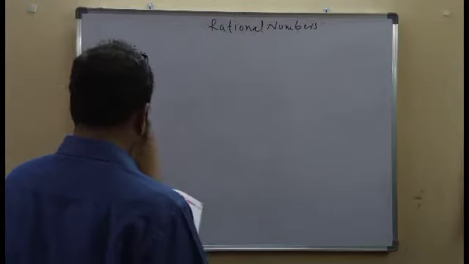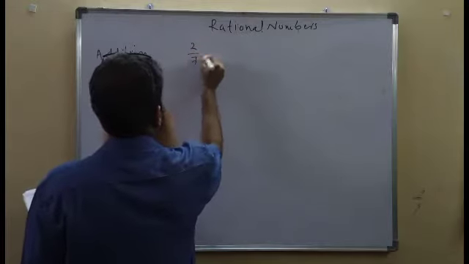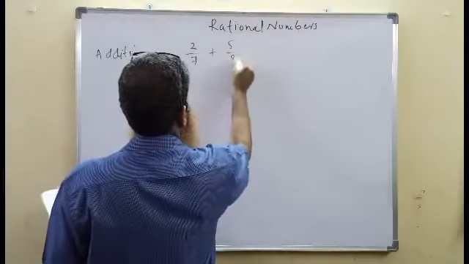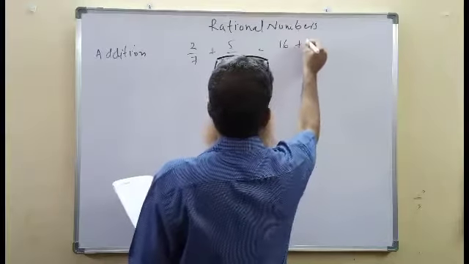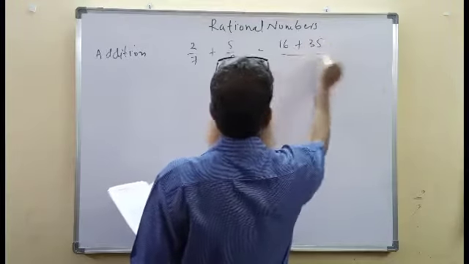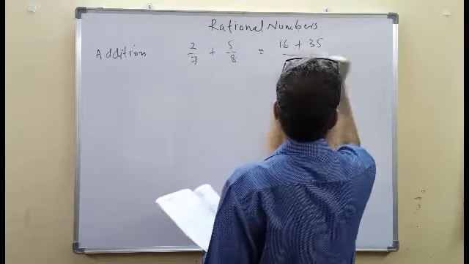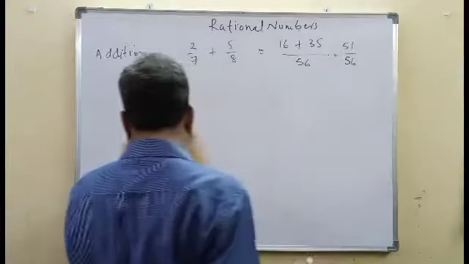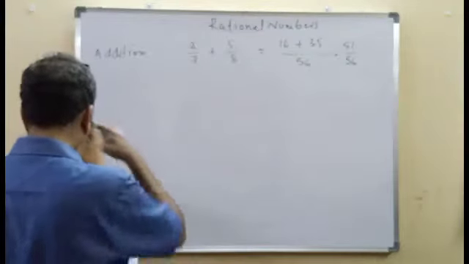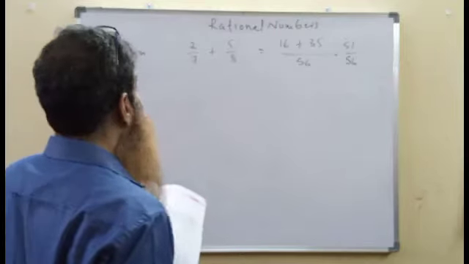Consider two rational numbers, 2 by 7 and 5 by 8. 2 by 7 plus 5 by 8: 8 twos are 16, plus 7 fives are 35, divided by 7 eights are 56. We get 51 divided by 56, which is also a rational number. The result, 51 by 56, is again a rational number.